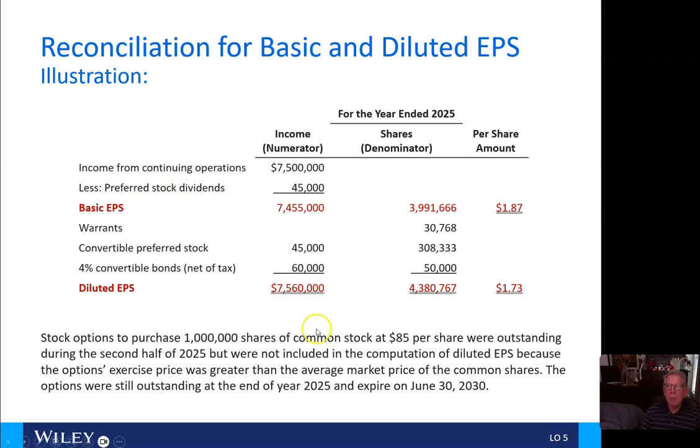Okay, if we reconcile basic and fully diluted earnings per share, I'll let you run through the arithmetic here, but here we have our numerators and denominators and our warrants, our convertible preferred stock, convertible bonds net of tax, and we get a different per share amount. So stock options to purchase 1 million shares of stock at $85 a share during 2025, but were not included in the computation.